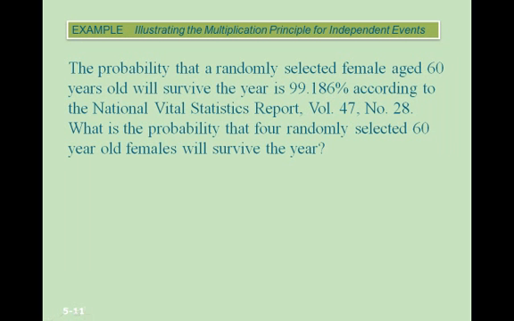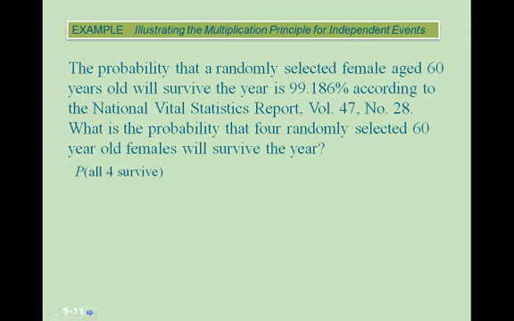So to illustrate this, let's look again at our first example. Remembering that the probability that our randomly selected female aged 60 years old will survive the year is 99.186% according to the National Vital Statistics Report. So now let's look at the probability that 4 randomly selected 60-year-old females will survive the year.